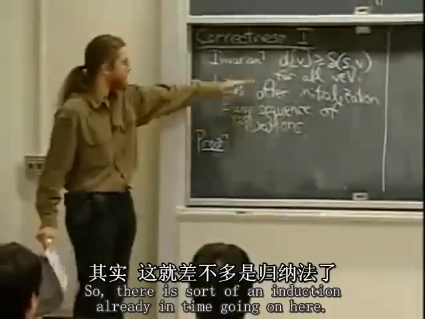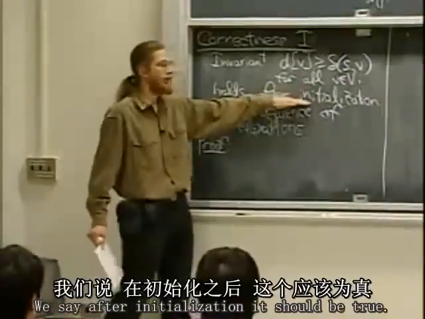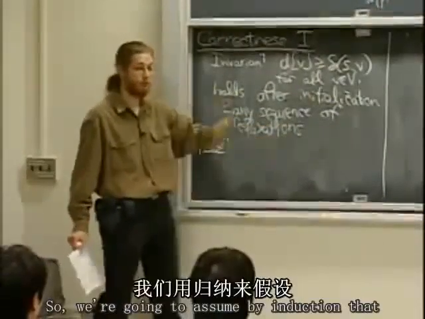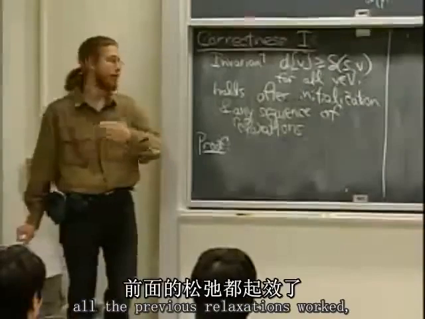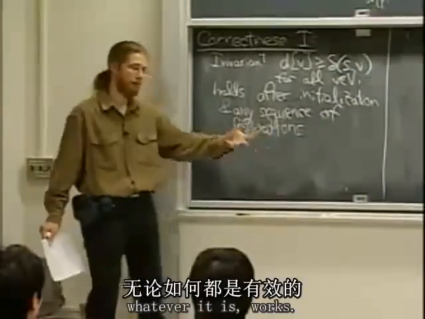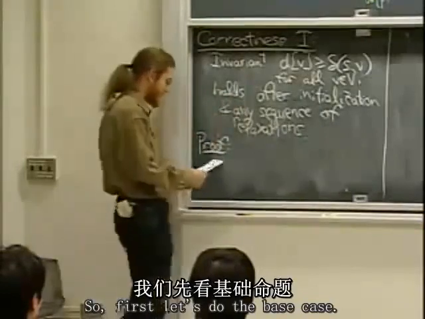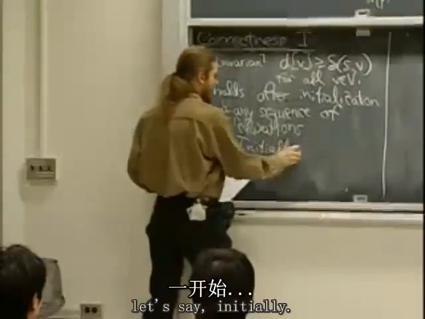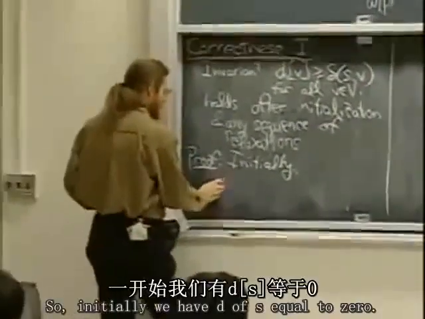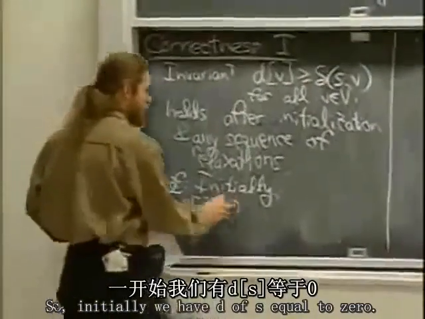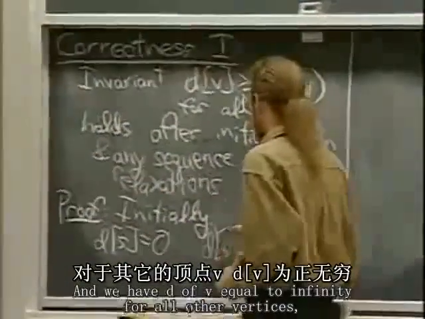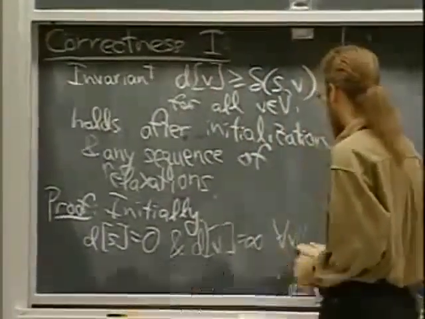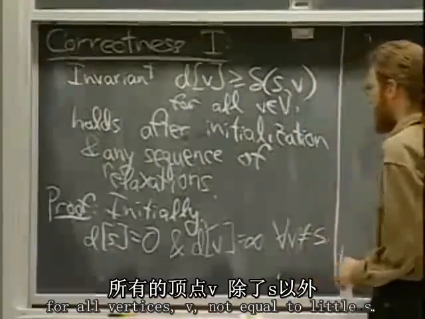So there's sort of an induction already in time going on here. We say after initialization this should be true. That's our base case. And then every relaxation we do, it should still be true. So we're going to assume by induction that all the previous relaxations worked. And then we're going to prove that the last relaxation, whatever it is, works. So first let's do the base case. So this is after initialization. So initially we have d of s equal to 0. And we have d of v equal to infinity for all other vertices, for all vertices v not equal to s.